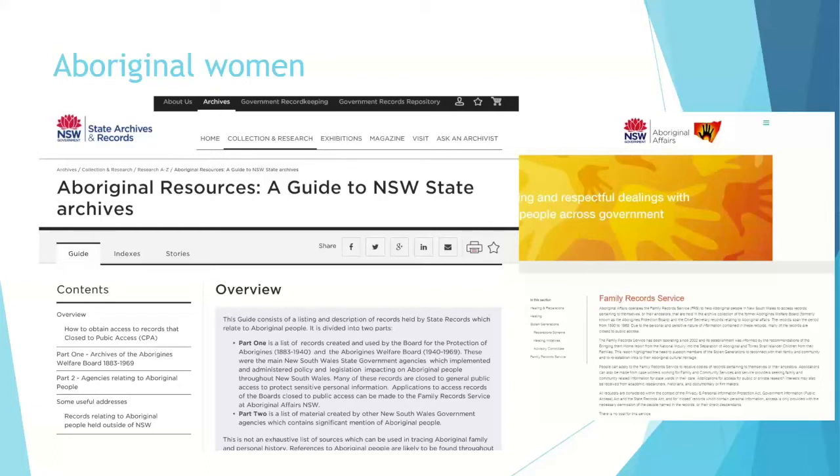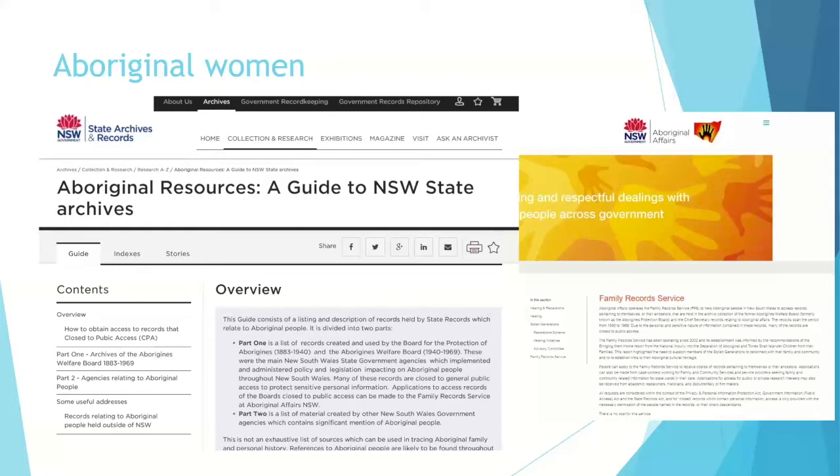So the Aboriginal Resources Guide is quite helpful to show some of those early records that document the conversation between Aboriginal people and the colonial government at the time. It lists records from the Aborigines Welfare Board, and it lists records from other government departments that also had a lot to do with Aboriginal people. So, for example, the Colonial Secretary's Department, the Police Department, Community Services, court records, those sorts of things.